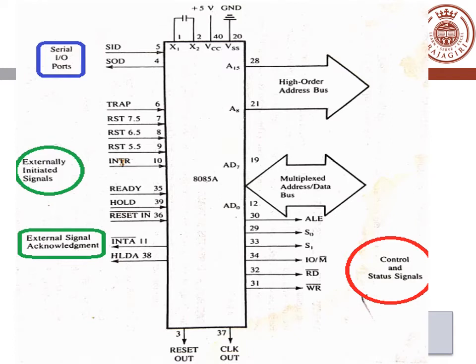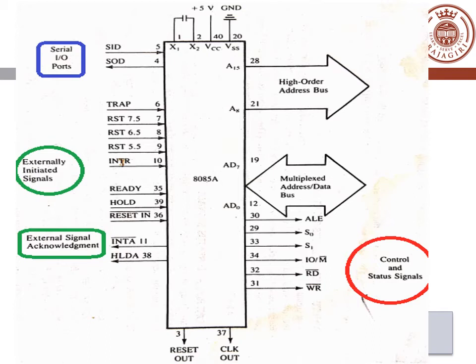On the right side you can see the higher order address bus. So the higher order 8 bits, A15 to A8, are used for the higher order address, and the other pins, starting from 12 to 19, those 8 pins will be used for the address as well as the data. As we have seen, the data is of size 8 bits and the address is of size 16 bits. So the higher order address is A8 to A15.